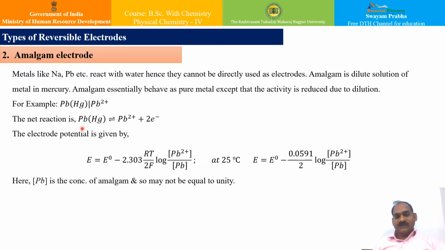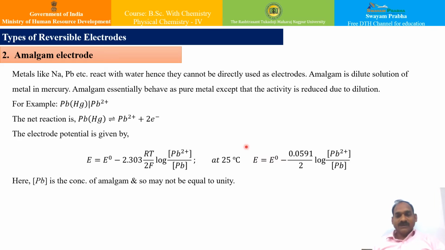So this amalgam is giving you lead ions plus 2 electrons. This is oxidation. You can see in the half cell reaction, you can write it down on the left hand side. Or if you write lead plus 2 electrons giving you lead mercury amalgam, you can write it on the right hand side, and the reaction will go from right to left. So the electrode potential in this case will be given by this particular cell reaction at 25 degrees centigrade.